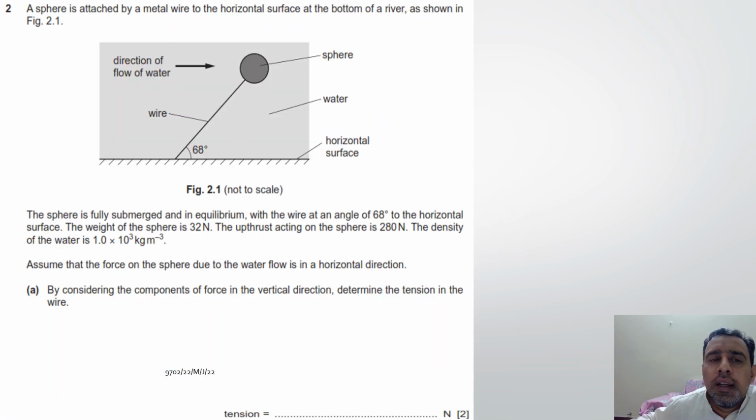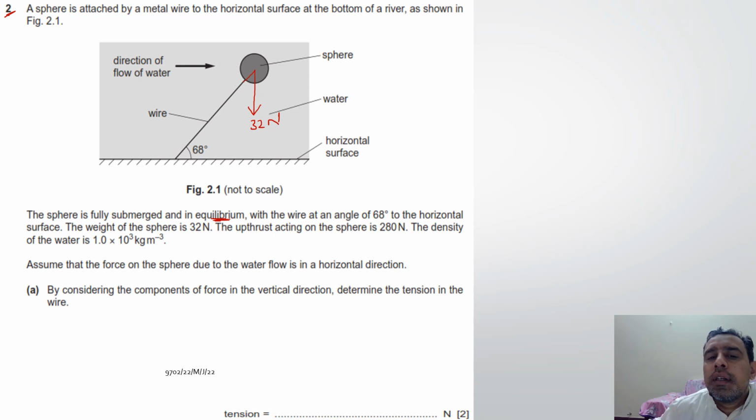In question number 2, the direction of flow of water is shown with this arrow. This is a sphere, and the most important thing is that it is in equilibrium. Equilibrium means the upward and downward forces and the right and leftward forces are balanced. Its angle is 68. The weight of the sphere is 32. Definitely the weight is acting downward, 32 Newton.